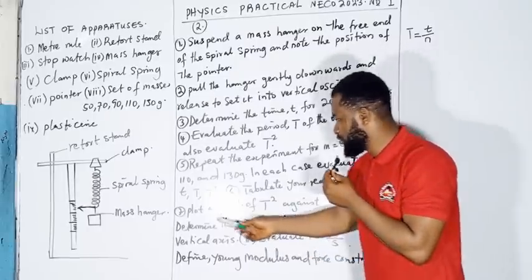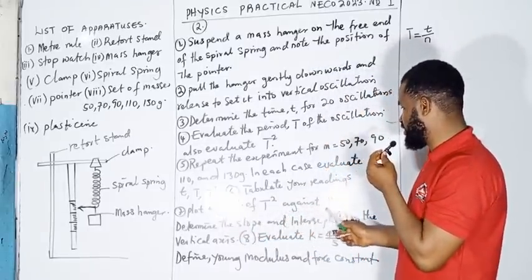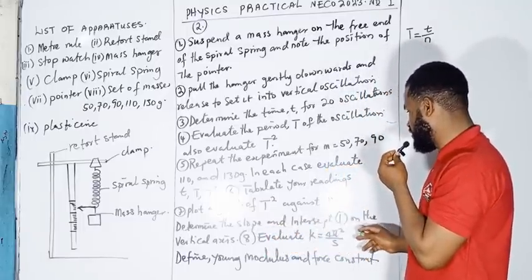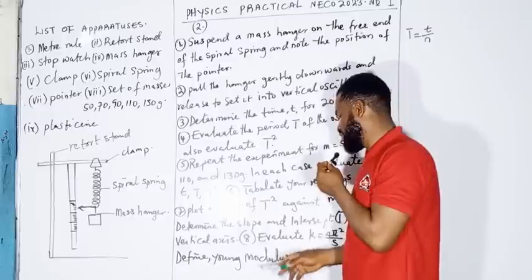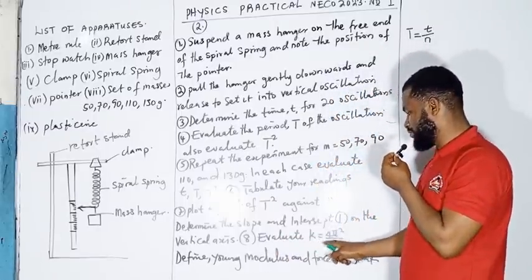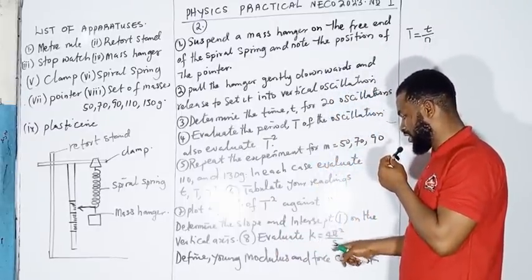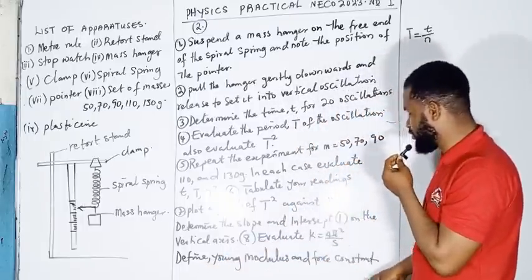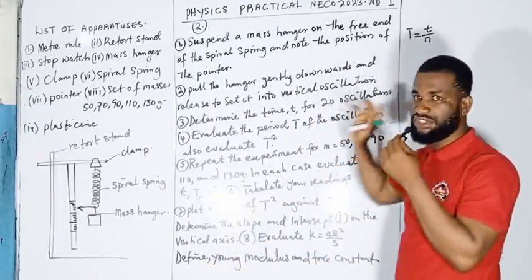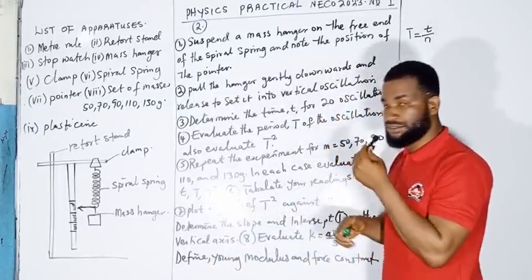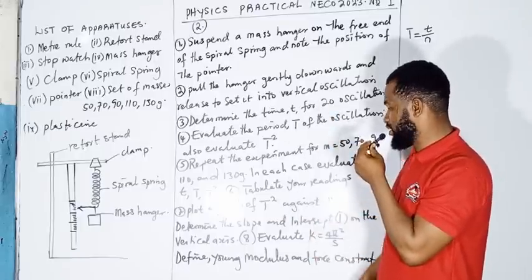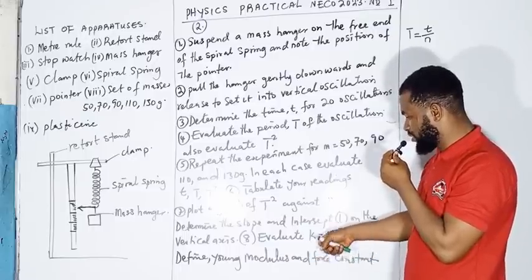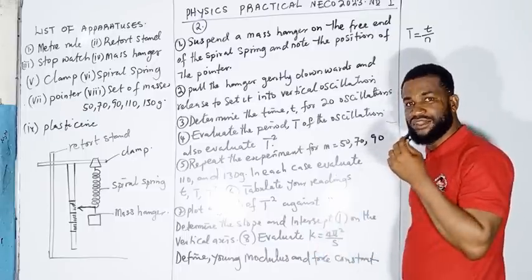Tabulate the results. Plot a graph of T square against M. Determine the slope and the intercept I on the vertical axis. Evaluate K, this over this. I will tell you what this K is, and then they also say define the Young modulus. Okay, before I go into the laboratory to carry out this experiment, let us look at the theory. Why are we evaluating this? Let's find out.